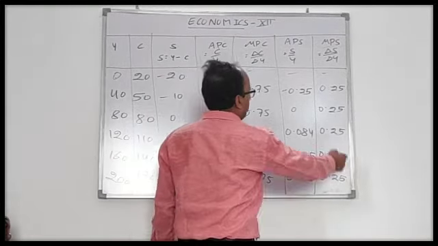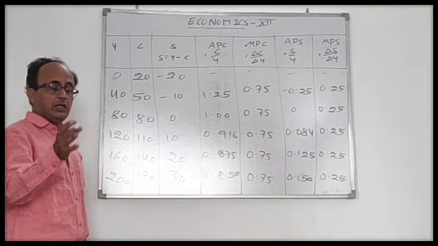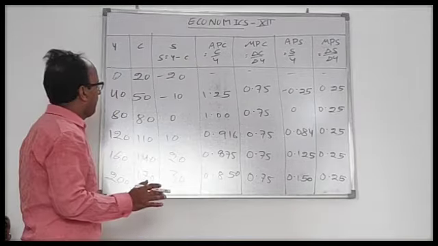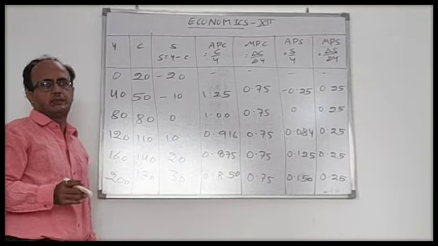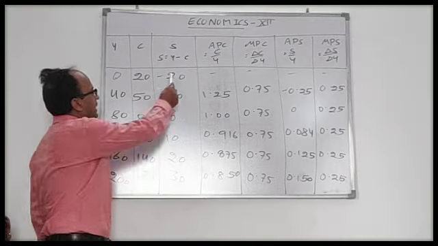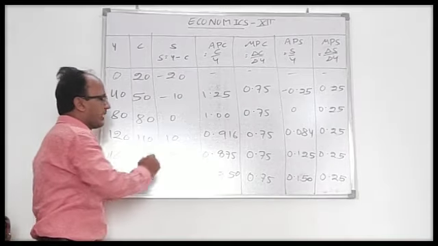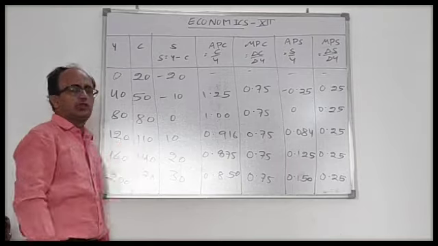Now we see about MPS. How to find MPS? It's delta S upon delta Y. Change in saving upon change in income. If we see delta S, it's always 10. सब जगह कितना आ रहा है, 10. -20 to -10, 10. -10 to 0, 10. 0 to 10, 10. 10 to 20, 10. 20 to 30, 10. And change in income is 40.